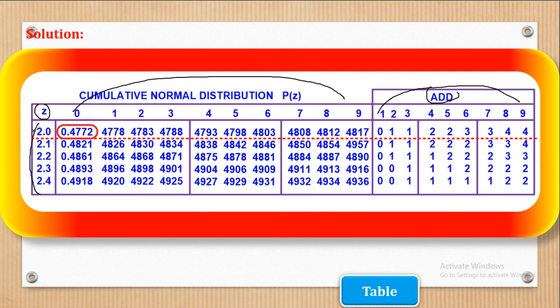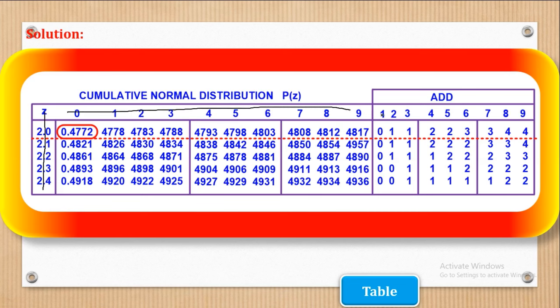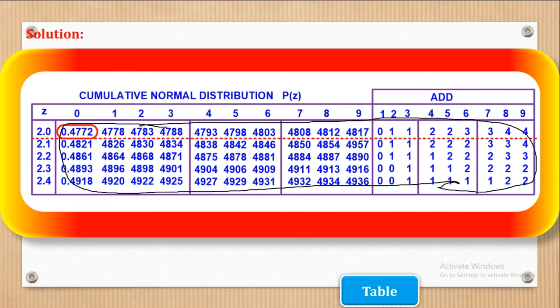Now this column here shows values of z with 1 decimal, this one shows the second decimal point of z, and this one shows the third decimal point of z. That is why I told you that when you are calculating or standardizing, the z value must be to 3 decimal places. Always remember that. So those are the z values. Now all the values in the body are the probabilities, and we shall see how we can use them to get the probability of interest.